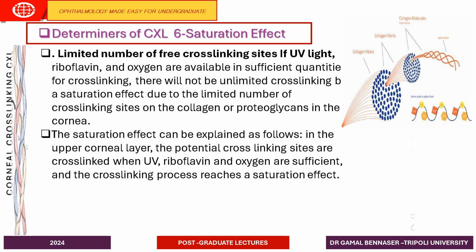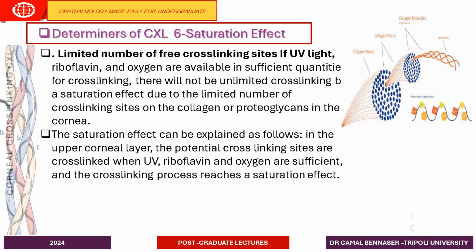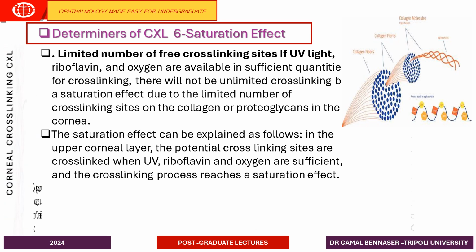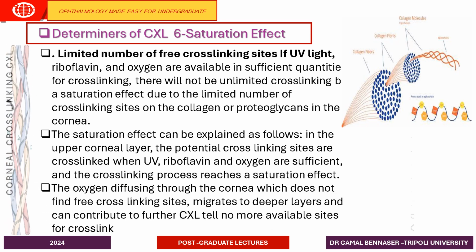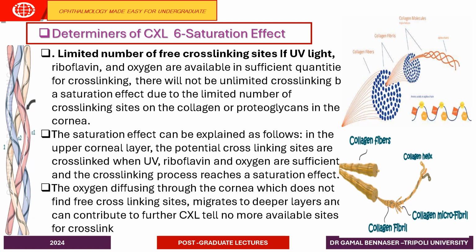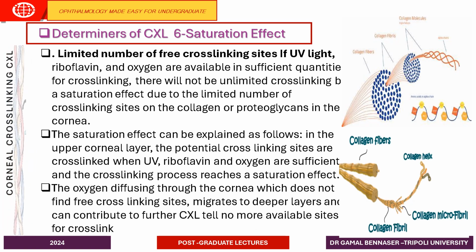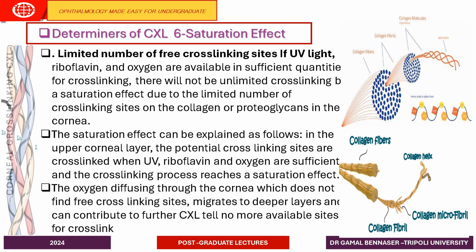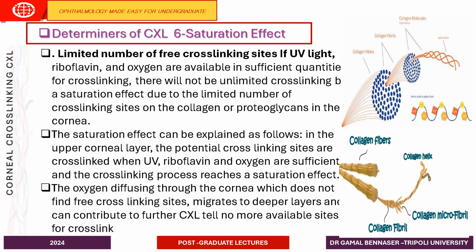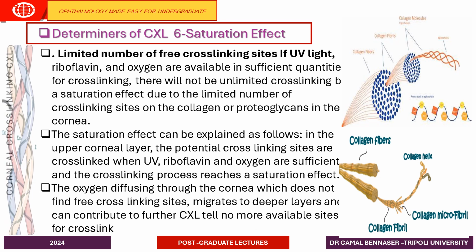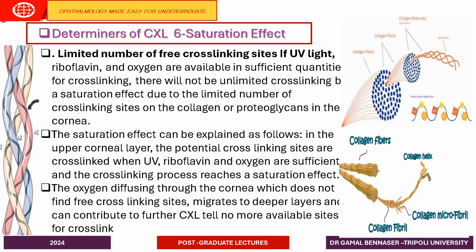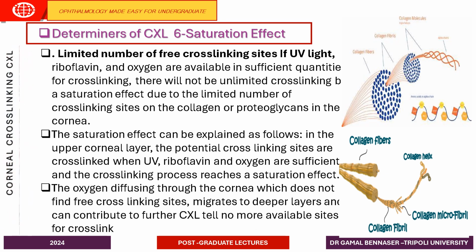Because of cross-linking, the availability of riboflavin and oxygen will be sufficient, but the problem is the presence of a limited number of cross-linking sites on the collagen fibers and also in the proteoglycans, because cross-linking will happen between the collagen fibers as well as between the proteoglycans of the cornea. Now, from many chemical studies, it is known that collagen has only a limited number of free reactive amino acid residues for ultraviolet cross-linking.